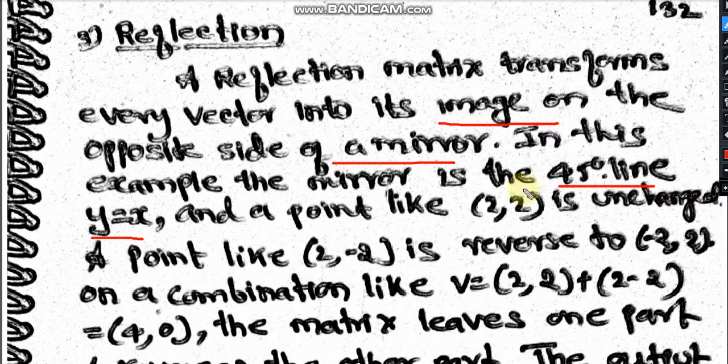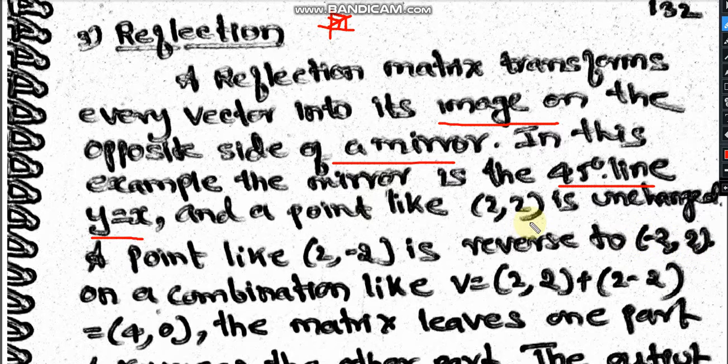So I am having a mirror on the 45 degrees line, that is where y is equal to x. If it is 45 degrees, then automatically whatever the value of x is will be the value of y. So the slope is equal to 1. Any point like 2 comma 2 is unchanged, while a point like 2 comma minus 2 is reversed to minus 2 comma 2.